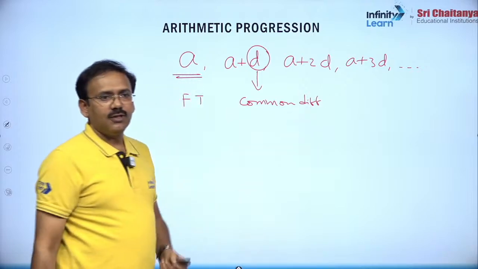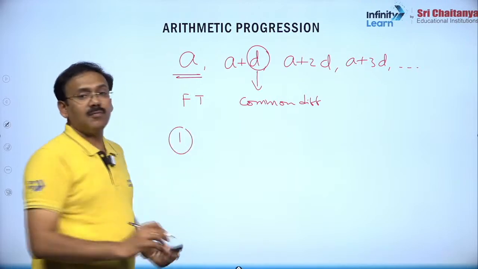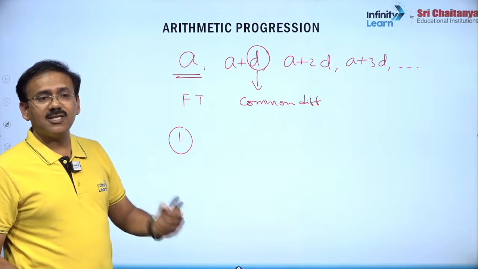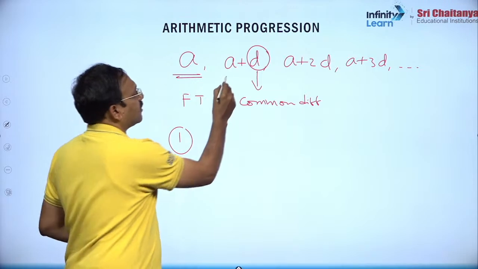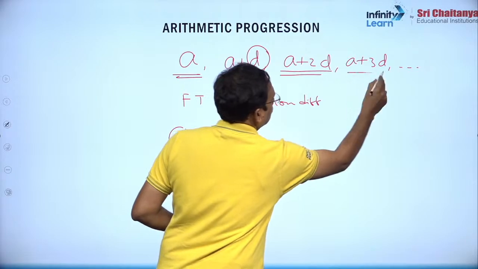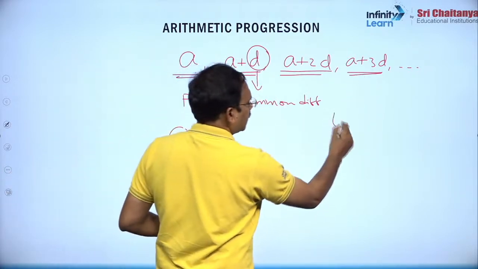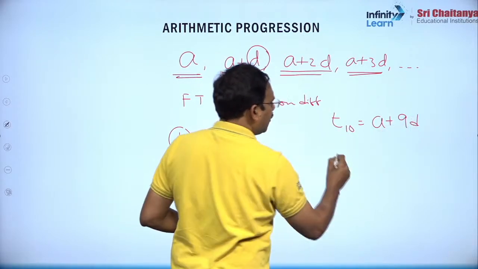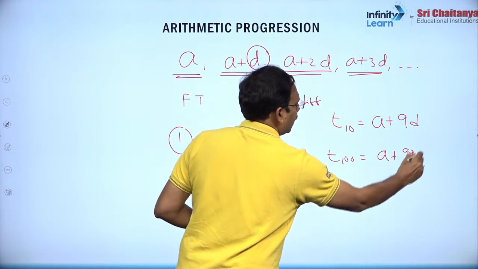So second point, my dear friends: what is the nth term of an arithmetic progression? Suppose A is the first term and D is the common difference. The second term is A plus D, the third term is A plus 2D, the fourth term is A plus 3D. So the 10th term, T10, is A plus 9D. Can you guess the 100th term, my dear friends? It is A plus 99D, right?